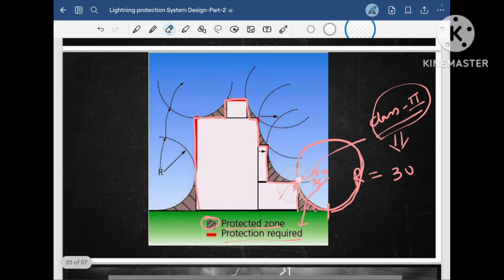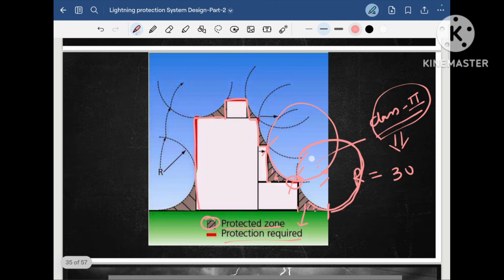So I will delete it here. If you see, our imaginary sphere is touching this location, which is in red color, so this requires protection. I will roll this sphere again. So here you see, our sphere is touching somewhere here. Sorry for my drawing, but our imaginary sphere is touching this location and this location. So these points require protection, and under this point the rolling sphere is not touching our structure, so this is the protection zone.